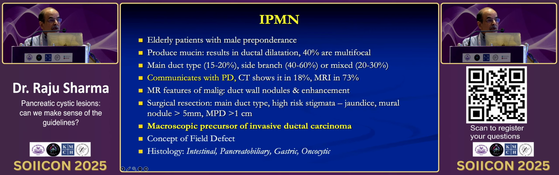IPMNs are the most common cystic lesions in the pancreas, and they are being recognized increasingly because of imaging being done in patients for so many other reasons. The hallmark of this lesion is that it communicates with the pancreatic duct. There are three different phenotypes.